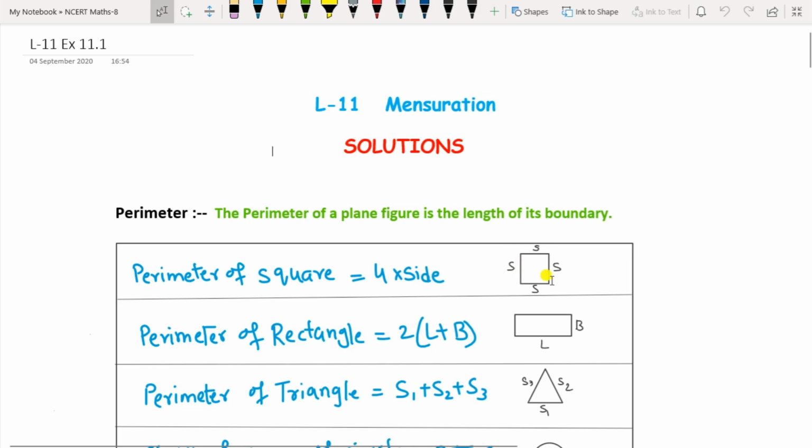Here you can see the cursor I am moving. This is a square. So the perimeter of a square is 4 into side, since the sides of the square are the same all around. Then the perimeter of a rectangle is 2 times length plus breadth. This is length and this is also length. These are 2 lengths and 2 breadths, and that total together constitutes the perimeter of a rectangle. The perimeter of a triangle is the addition of the lengths of all sides.